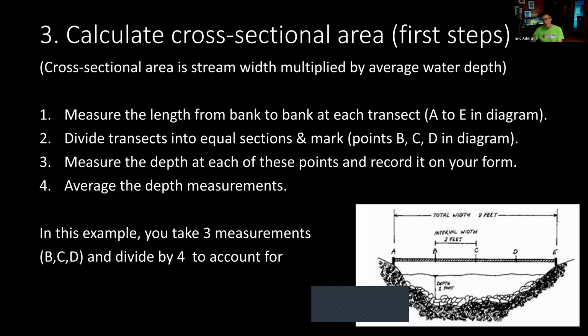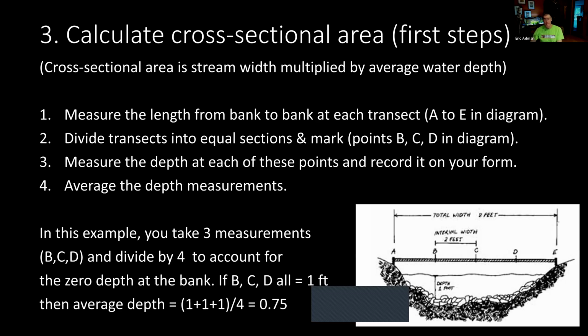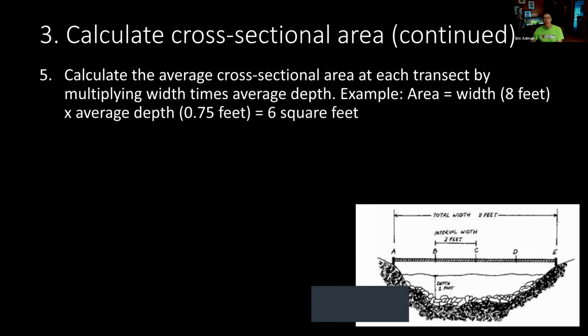You add them together, and because the depth at the bank is considered to be 0, you add those 3 together, divide by 4, and that will give you your average depth. So in this example, let's say that it was 1 foot at B, C, and D. Our average, including the section all the way up to the edge of the stream, is 0.75. Then you multiply that by the width, and you'll get your cross-sectional area in square feet.